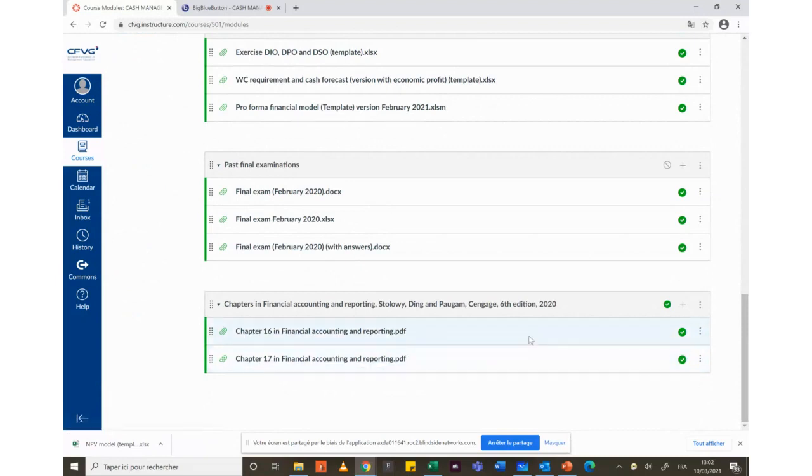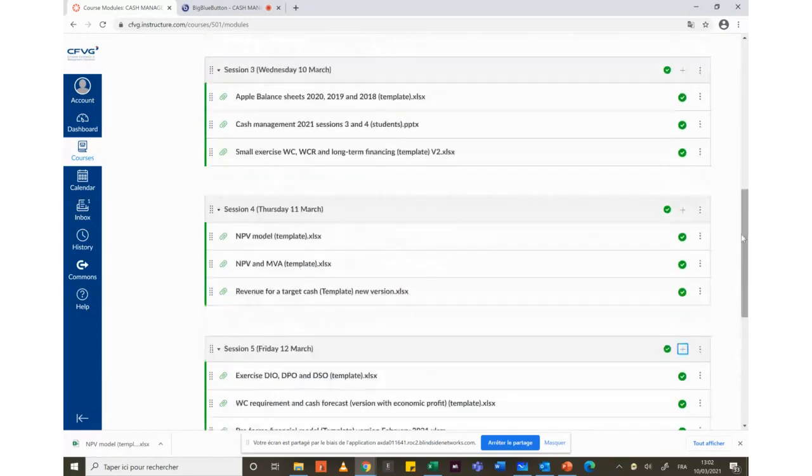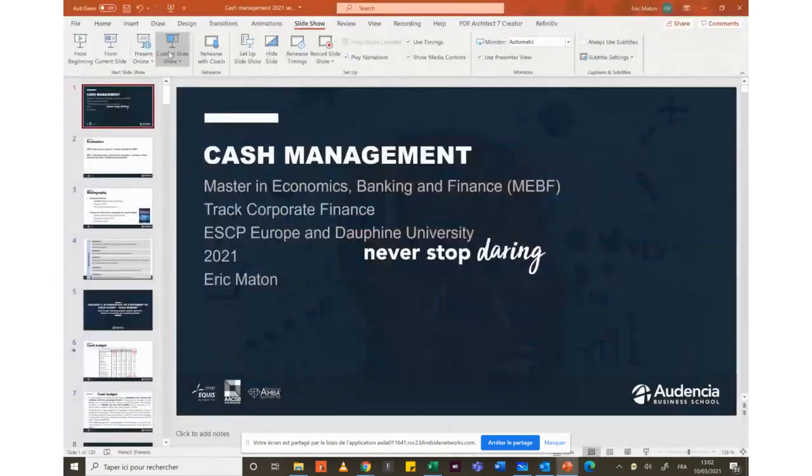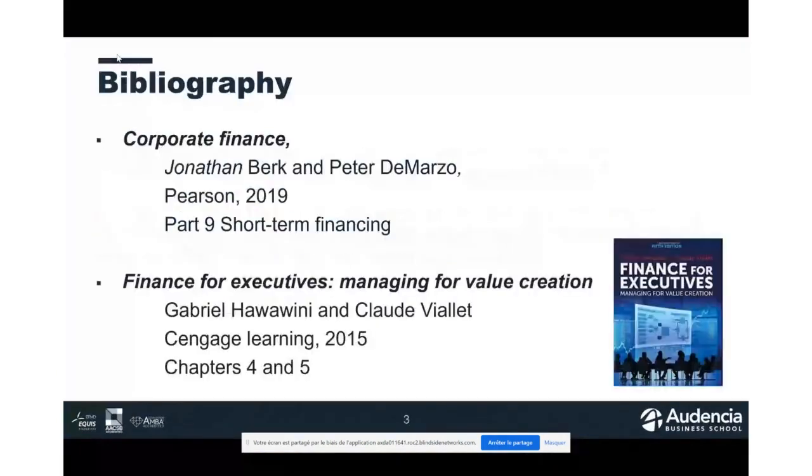Maybe later I can give you the correction of the exercises in the chapter 17, and I can put the exercises of the chapter 16 with the correction. You can remind me this if I forgot. So now, cash management section 3 and 4, the PowerPoint. I forgot to put the reference here to the financial accounting and reporting book, but you have the chapter 16 and 17 of this book from Stolowy, Ding, and Pingham.